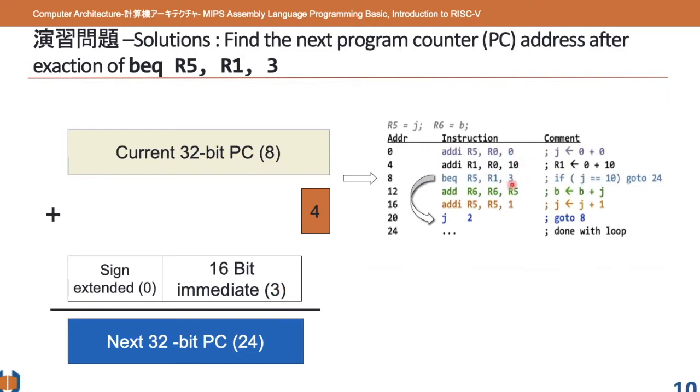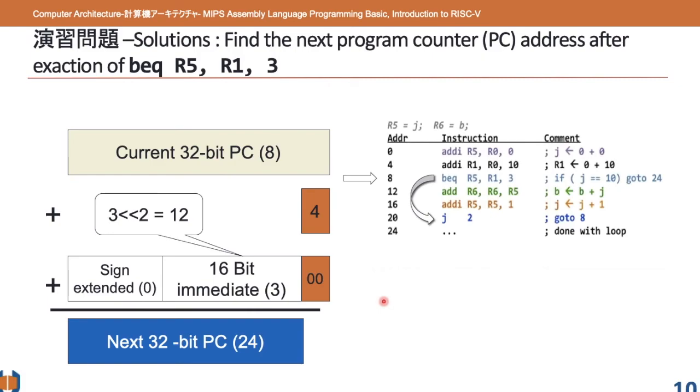As the immediate is positive, all the sign extension will be 0, and here is the leading 0. If you put any value followed by two 0s, that means you shifted the value by 2 bits. That means you multiplied by 4, and then the 3 will be 12. If you add this 8 with 4 and 12, you will get the next program counter address, and this is 24. And this is the answer.